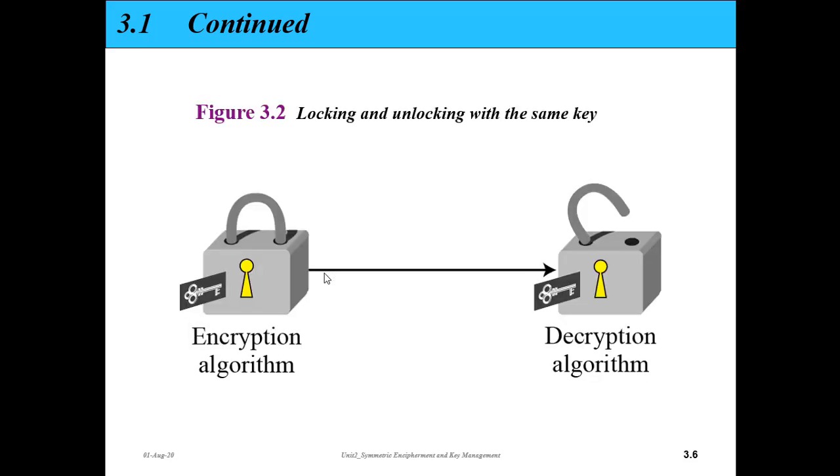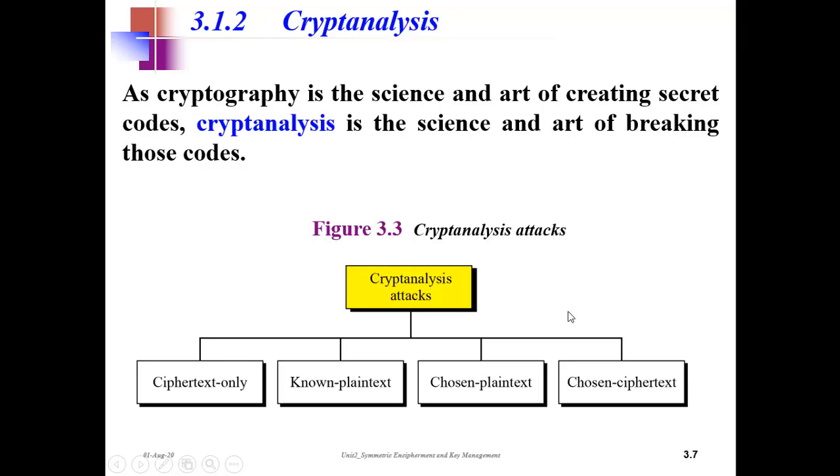So this is just in mathematical form. So what is the important thing here? Locking and unlocking with the same key, as I emphasized before. To lock, you are using an encryption algorithm and a key. To unlock, you are using a decryption algorithm but the same key, right? So that's why it is a symmetric key cipher.